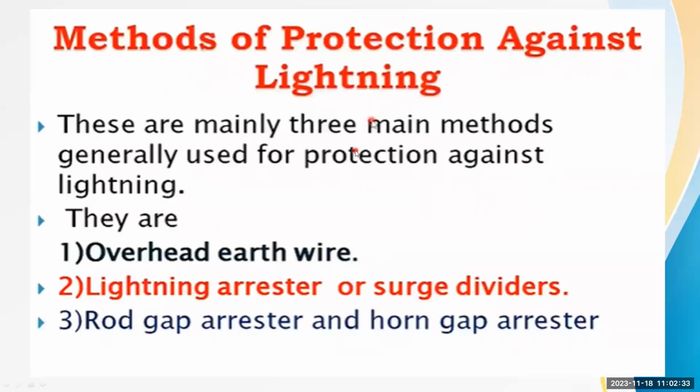Next, what are the methods of protection against lightning? There are three main methods generally used for protection against lightning: overhead earth wire, lightning arresters or surge diverters, and rod gap arresters or horn gap arresters. These are the different devices for protection against lightning.